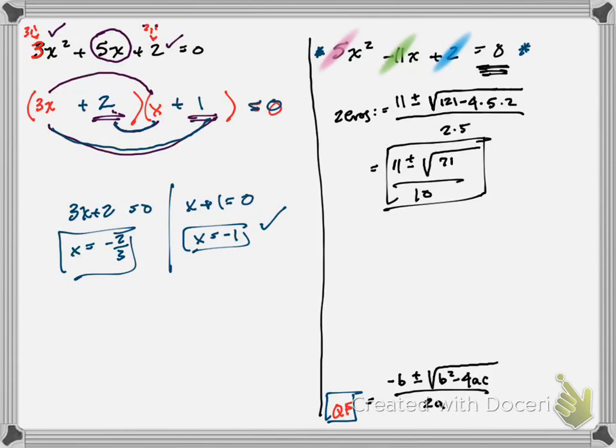So I just realized I said 71 instead of 81. Silly me. That should have been an 81, not a 71. The square root of 81 is 9. And so really we've got 11 plus or minus 9 over 10.